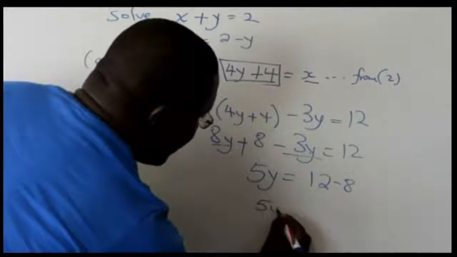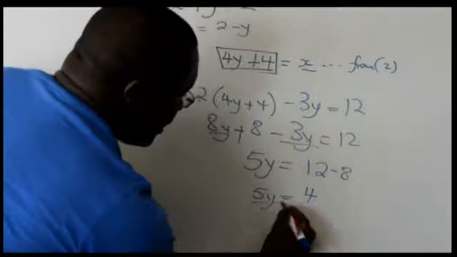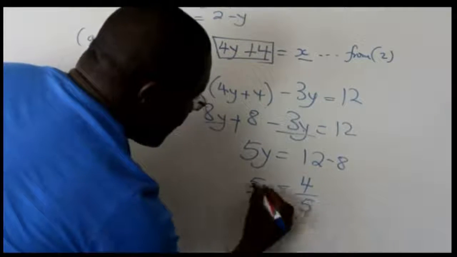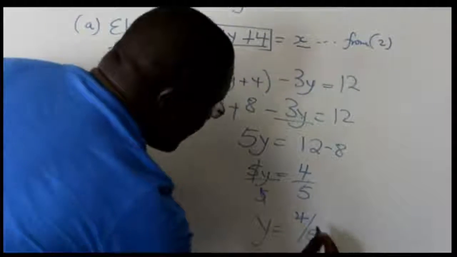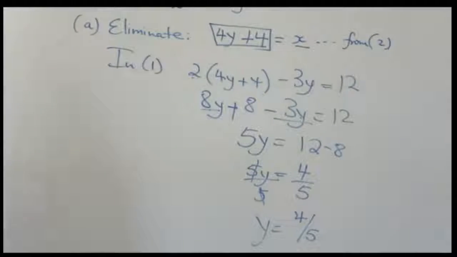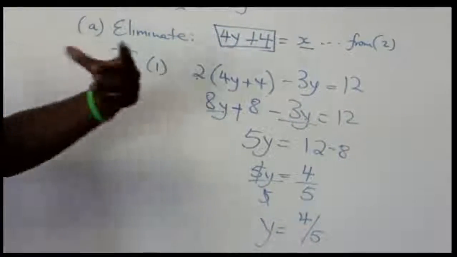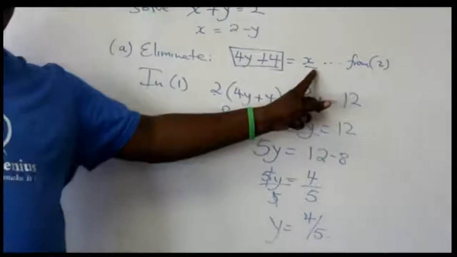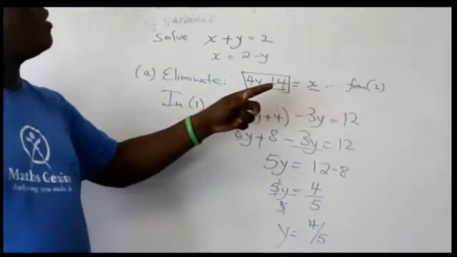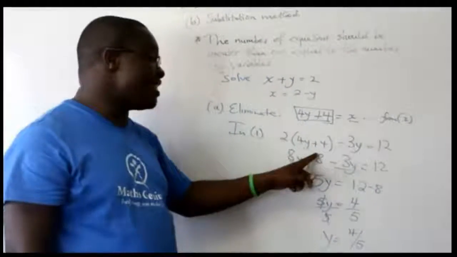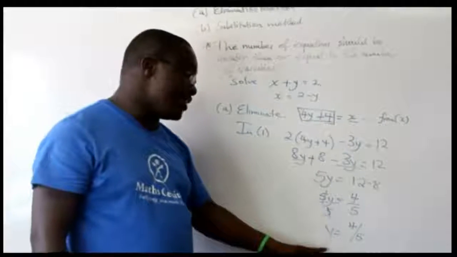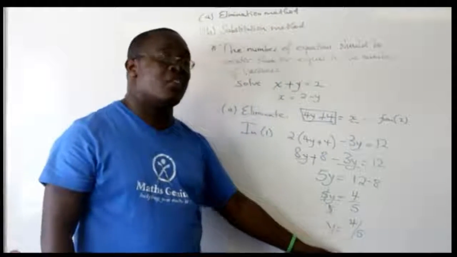So 5y is equal to 4, then dividing both sides by 5, y is equal to 4 over 5. So what we've done is we made x the subject of the formula in equation 2, then we substituted the value of x in equation 1, and we used that to get the value of y.